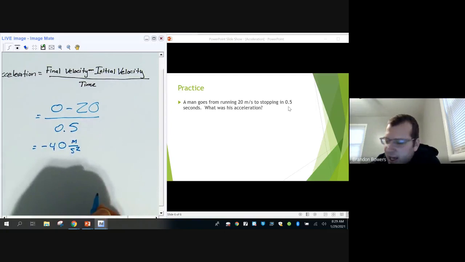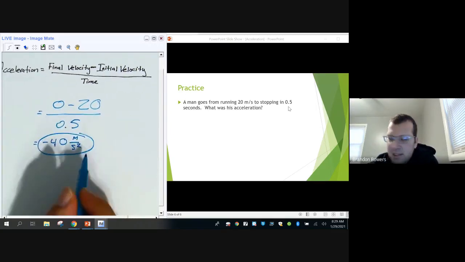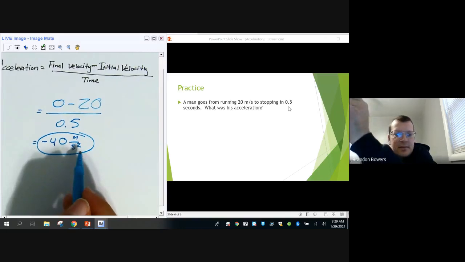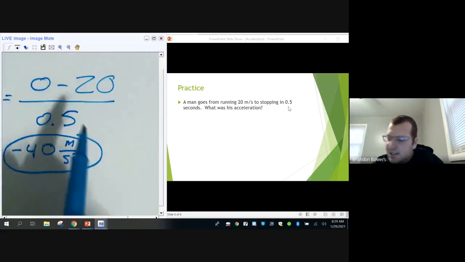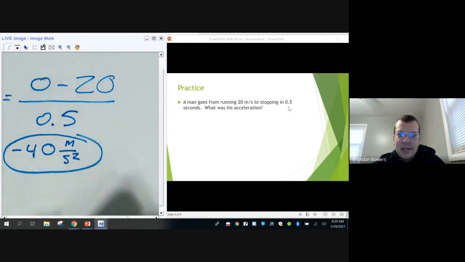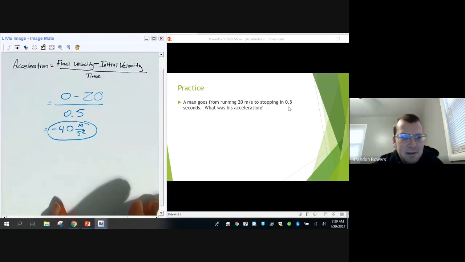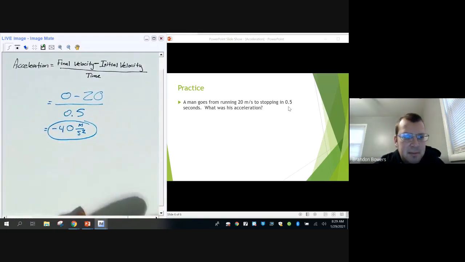Now, in most cases, acceleration's unit is meters per second squared. I'll zoom in a little bit. Acceleration is meters over seconds squared. That's the unit. And that's how you solve this type of problem.